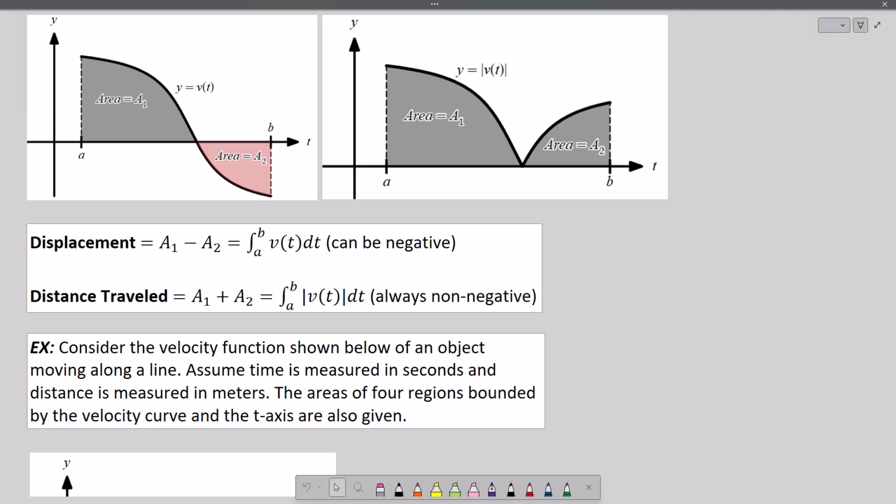And if we want the distance traveled, it's going to be the sum of the two areas. It's going to be the definite integral of the speed. If you take the absolute value of velocity, you get speed. And if you integrate speed, you get distance. So here's a picture. If we take the absolute value of this velocity function, it takes the negative piece and rotates it to the top, and now everything's non-negative. The sum of those two is going to give us our total distance traveled.